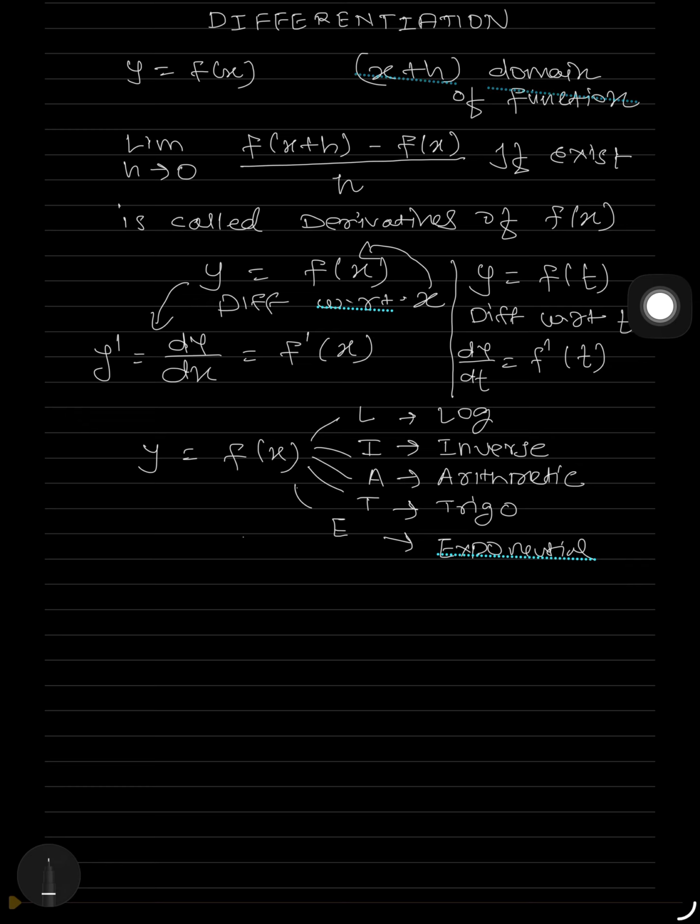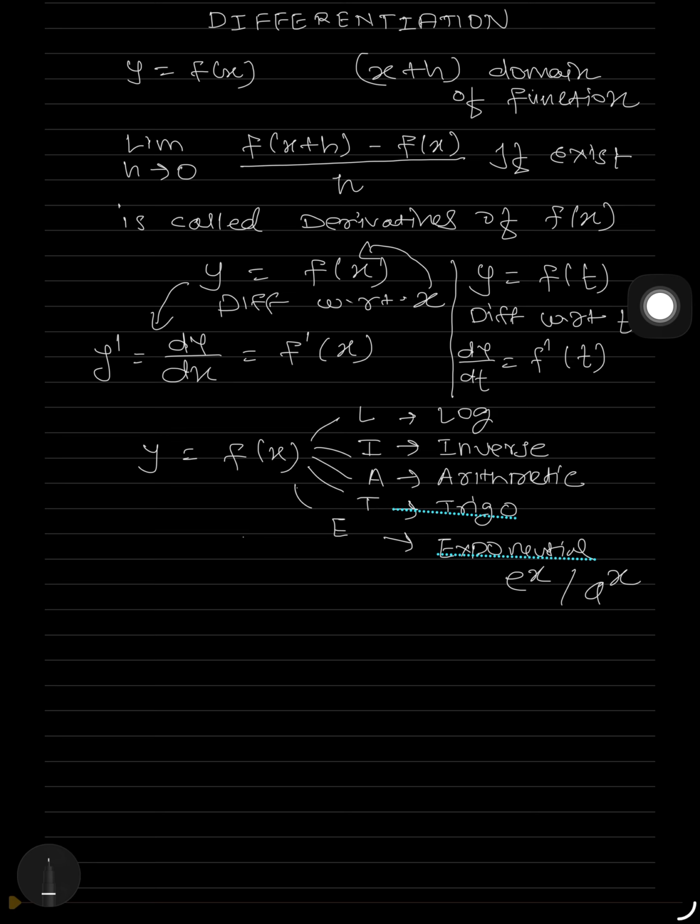For log we can easily identify: y is equal to log x, y is equal to log t. The inverse is related to trigonometry, so sine inverse x, cos inverse x, tan inverse x, like that. Algebraic comes with the quadratic equation, like x plus 5, x plus 2, or x cube plus 2x plus 3, that sort of algebraic functions. Trigonometric is the six ratios that you studied in 10th: sine x, cos x, tan x, cot x, sec x, and cosec x. And exponential is the special case, which comes under e raised to x and a raised to x. So we have to find the derivative of those functions.